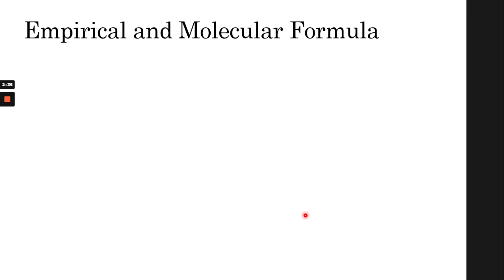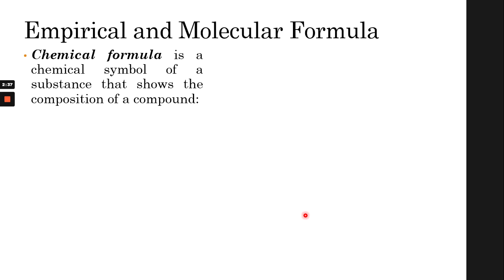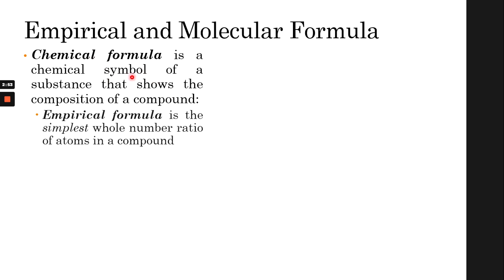So in the end, empirical and molecular formula are basically chemical formulas, and these are important because chemical formula is what we use to actually identify or basically show the composition of a compound. And there's a lot of types of chemical formulas, but more specifically we are going to deal today with empirical formulas, which is the simplest whole number ratio of atoms. This is the smallest possible whole number in the subscript of the compound.